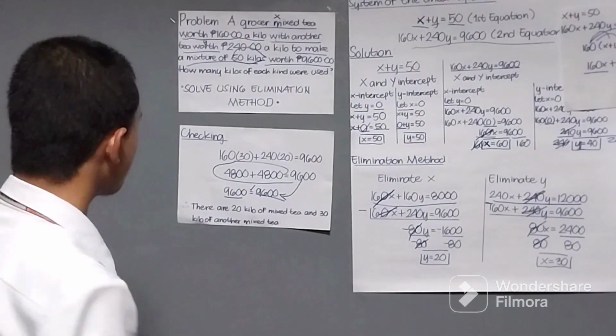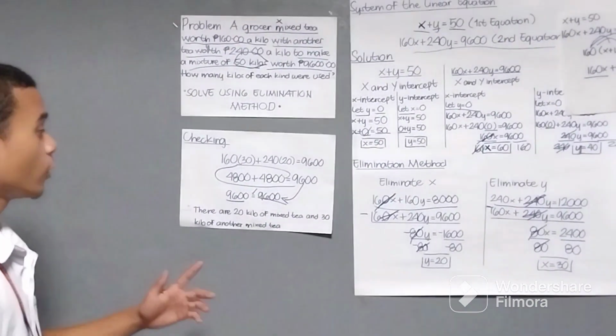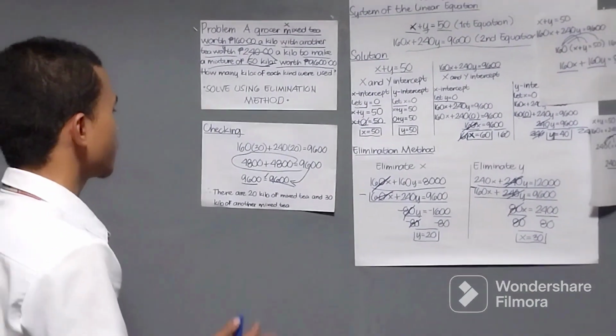Therefore, the conclusion is there are 30 kilos of the first tea and 20 kilos of the other tea.